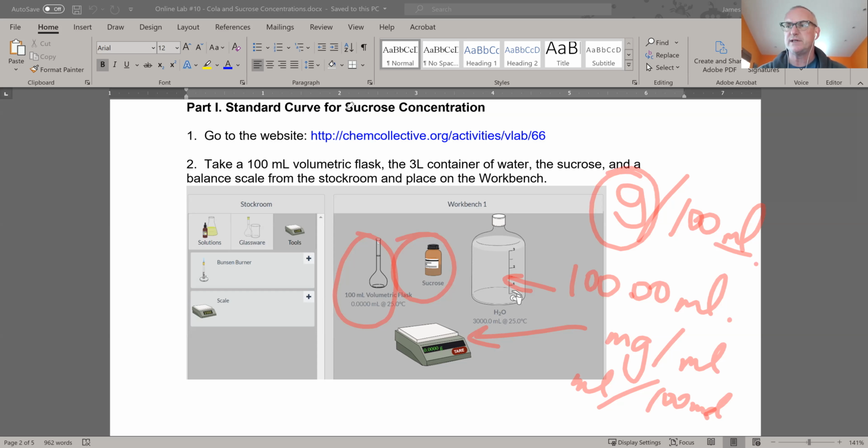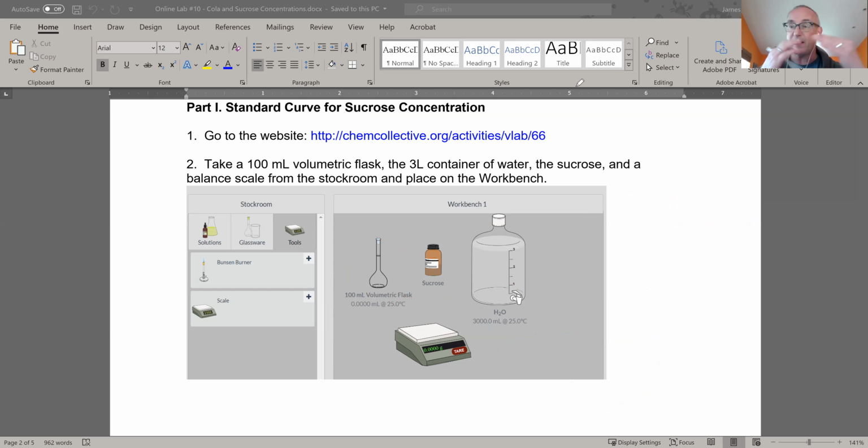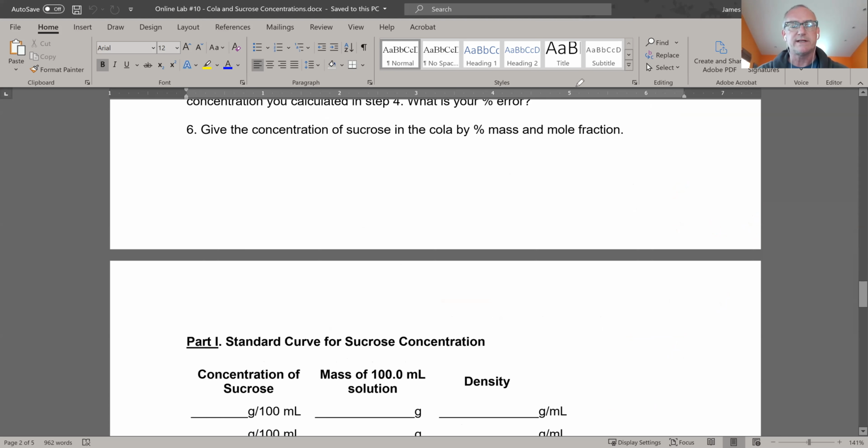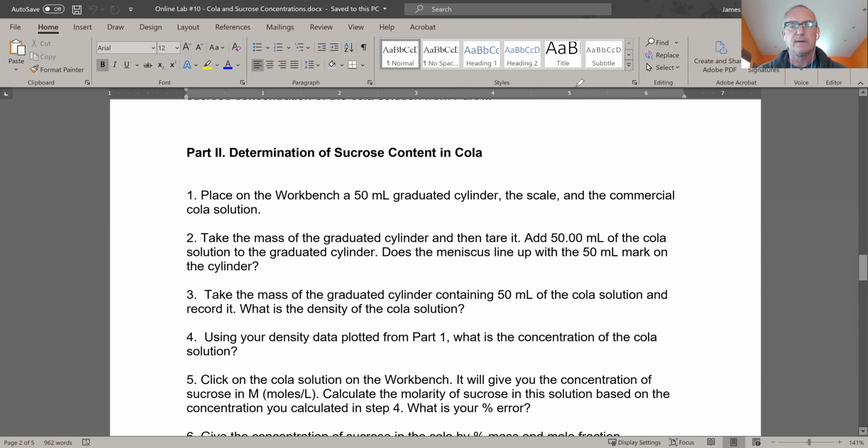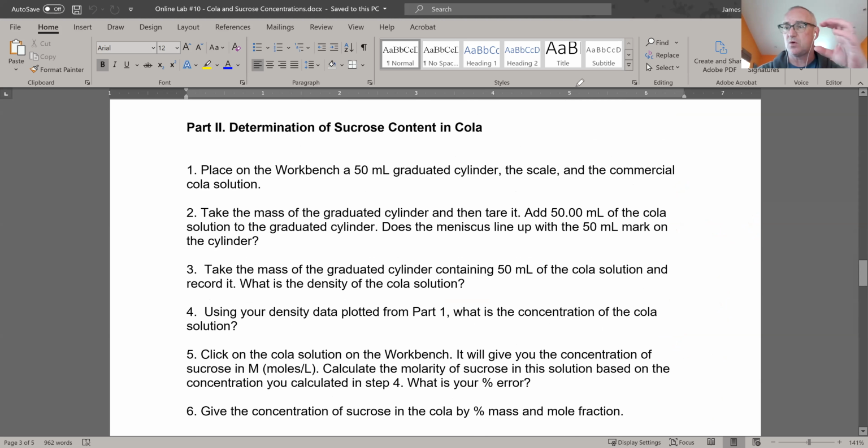The sucrose is pretty soluble. You can dissolve quite a lot of it in water. It's very polar. So we're going to make our standard curve, and then we will take out the known cola. Well, it's unknown to us, but a sample of cola is there. We'll get a precise volume, we'll measure its mass, we'll see what the density is, go back to our standard curve and see what the concentration of sucrose is in it.